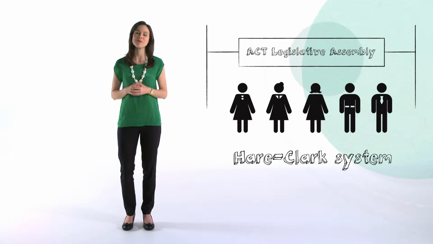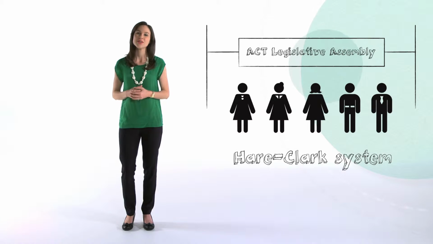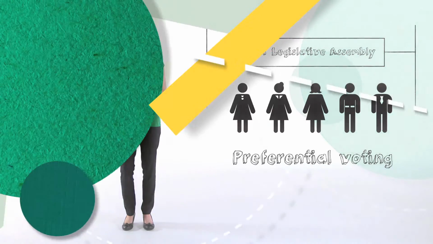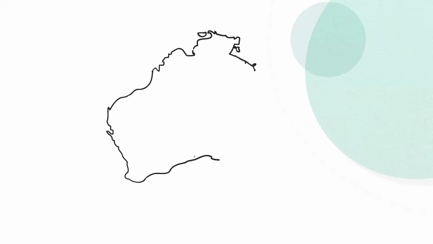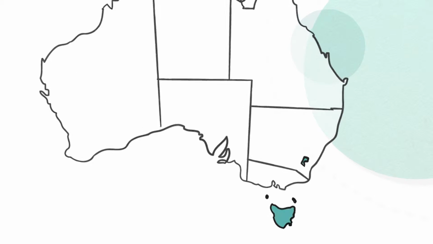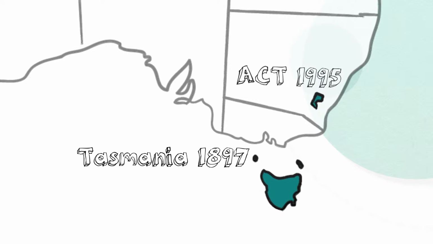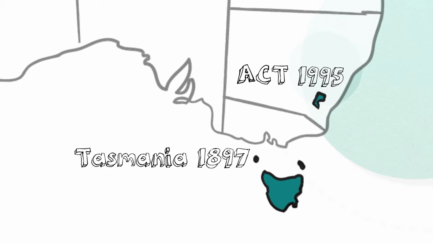Members of the Legislative Assembly are elected using the Hare-Clark system of voting. This proportional representation voting system uses preferential voting, where voters are asked to show which candidates they prefer by numbering them. Hare-Clark is used in Tasmania and the ACT. Tasmania first used Hare-Clark in 1897 and it was introduced in the ACT in 1995.